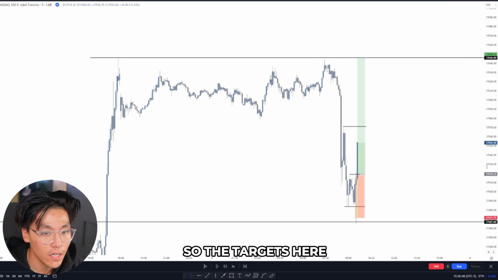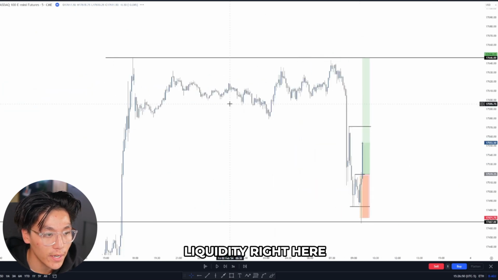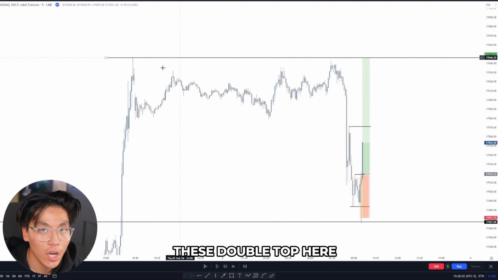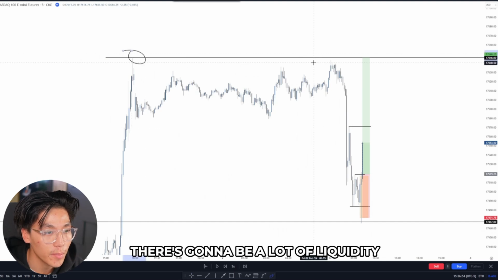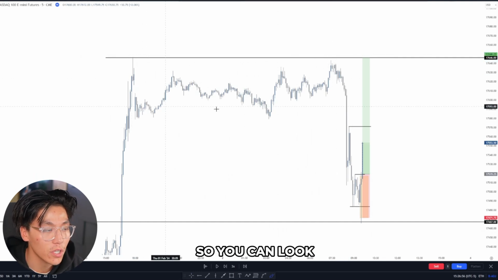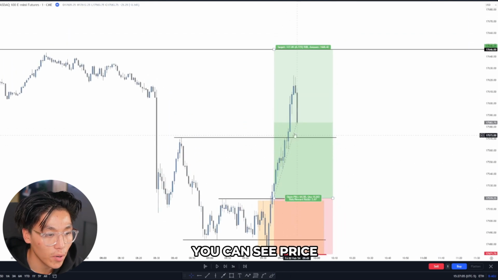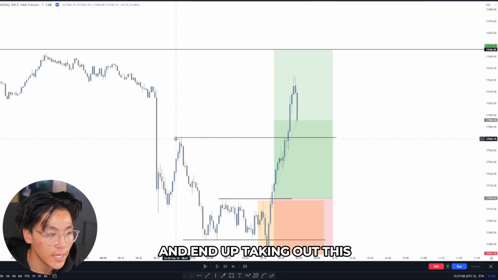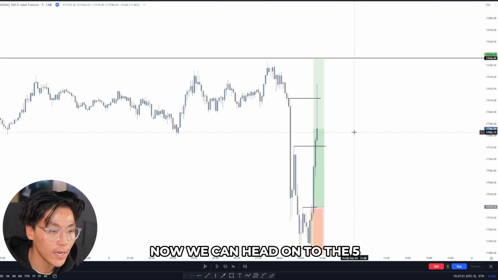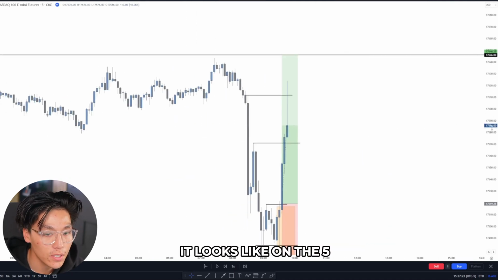So the targets here will be a buy side liquidity right here, and you can also target these double tops here on the 1-hour time frame. There's going to be a lot of liquidity resting above these levels, so you can look to target these areas. So now we'll play the tape. You can see price now is above this level and ends up taking out this key liquidity level. Now we can head on to the 5-minute chart and see what it looks like on the 5-minute time frame.